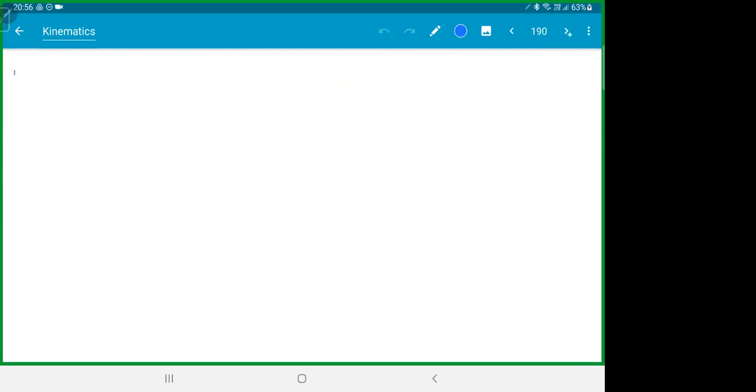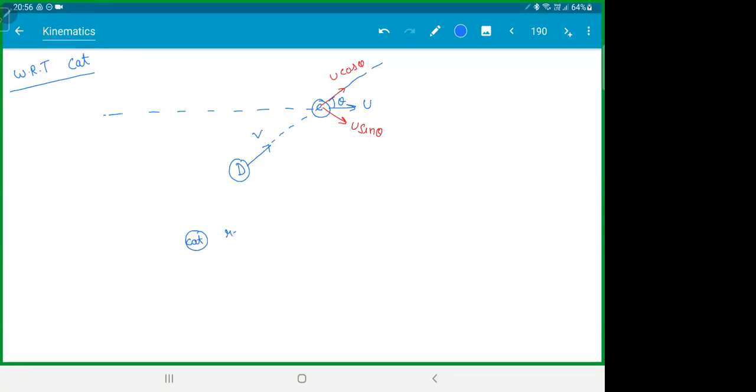Let's solve with respect to the cat. If you ask the cat what the dog is doing, this is what the cat will see. The cat is going with speed u. The dog's velocity is v. This is also angle theta. This component will be u cos theta. This component will be u sin theta. So if you stop with respect to the cat, it will think, okay, I came to rest.